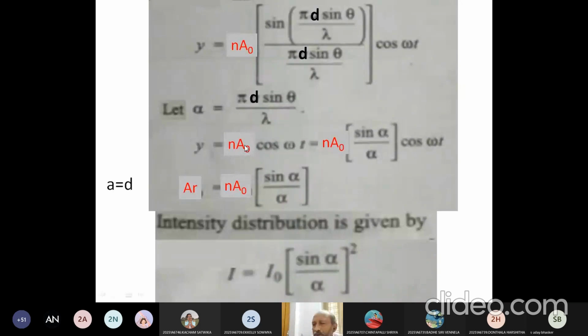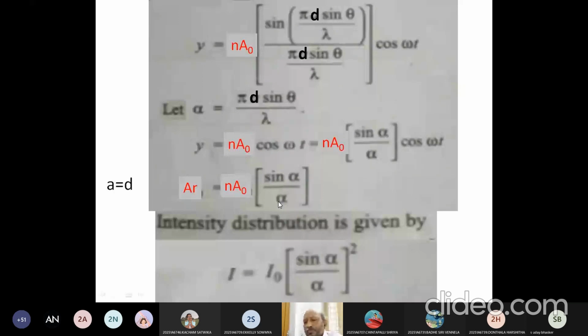Now, this is not right. This is y is equal to n A naught sine alpha by alpha into cos omega t. Okay, y is equal to n A naught sine alpha by alpha cos omega t. This term is replaced over here. This is sine alpha by alpha cos omega t, same, right? Now this should have been AR, not n A naught, but AR cos omega t. That AR is nothing but n A naught sine alpha by alpha.